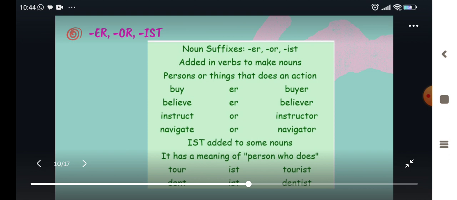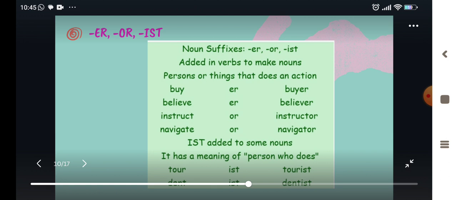Then, suffixes er, or, and ist. These are noun suffixes. We add this kind of suffix to verbs to make nouns, and it has a meaning of a person or thing that does an action. Let's look at some examples. Buy plus the suffix er, buyer. Believe plus the suffix er, believer. Instruct plus the suffix or, instructor. And navigate plus the suffix or, navigator.